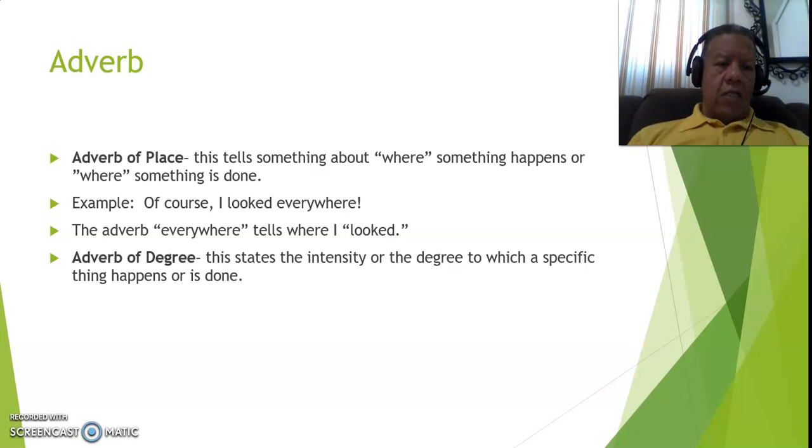We have another kind of adverb, the adverb of degree. This states the intensity or degree to which a specific thing happens or is done. Los adverbios de grado nos dicen qué tan intensamente es algo realizado. Example: this child is very talented. En este ejemplo vemos acá que este niño es muy talentoso. Very: vemos acá que es un adverbio de grado o de intensidad.